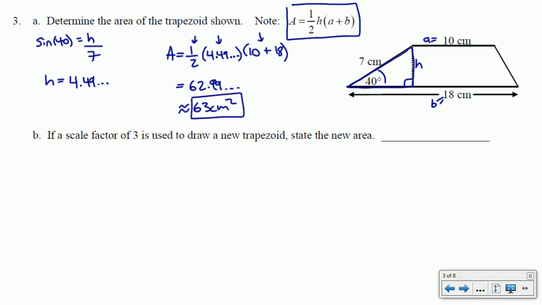If a scale factor of 3 is used to draw a new trapezoid, what would the new area be? So based on the lesson we learned with the rectangle and the circle from earlier, the area of a shape scales like the scale factor squared. So if the scale factor is 3, we would determine the new area by multiplying the old area by 3 squared, which is 9, and we would get a result of 567 centimeters squared.